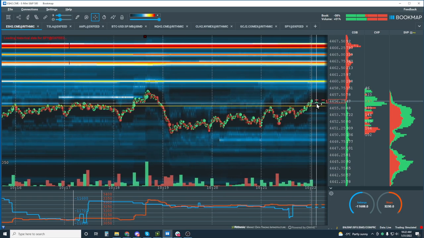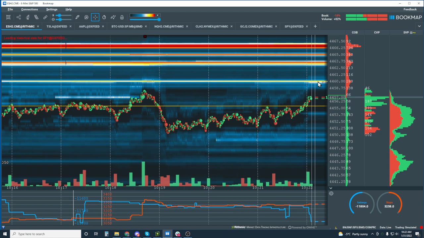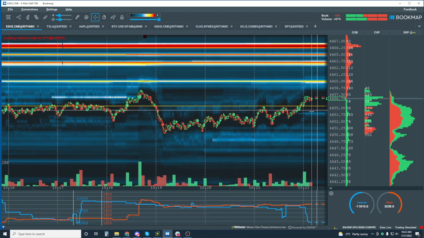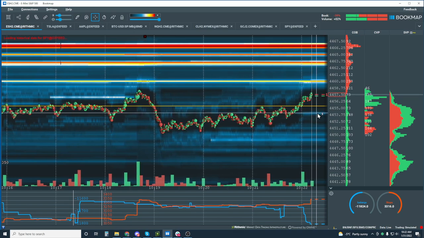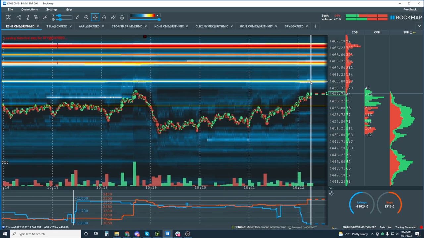Okay, we got our buyers above it here. They should be able to reach it now, up to 60. All right, this looks like higher probability to me. I would like to see the bid show more here, but this is looking good. Okay, looking for that move.